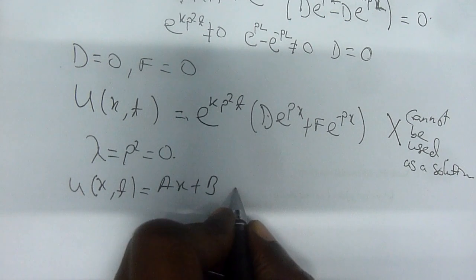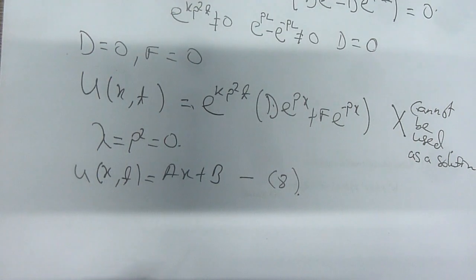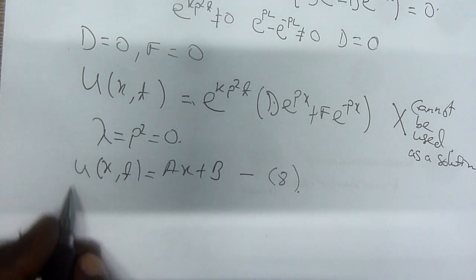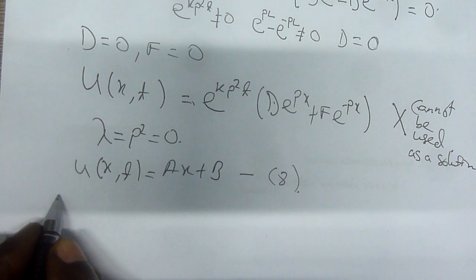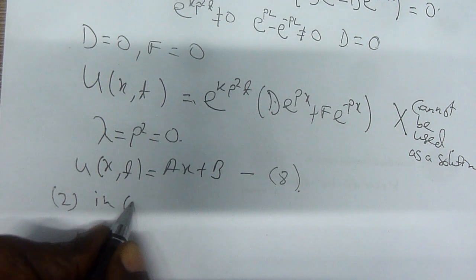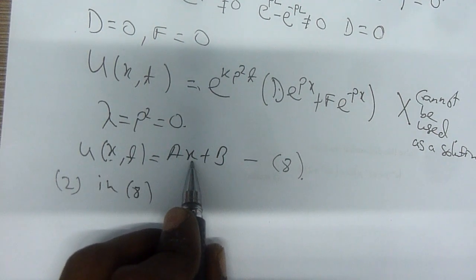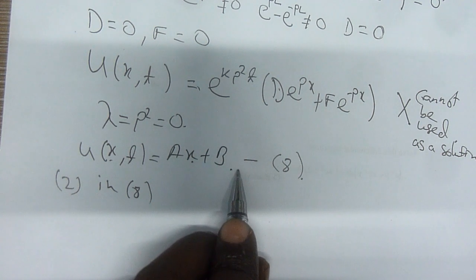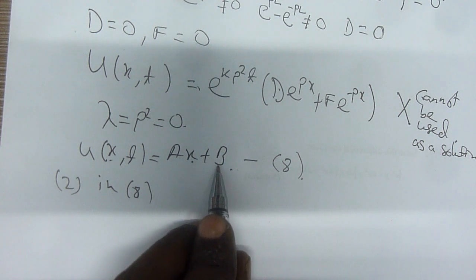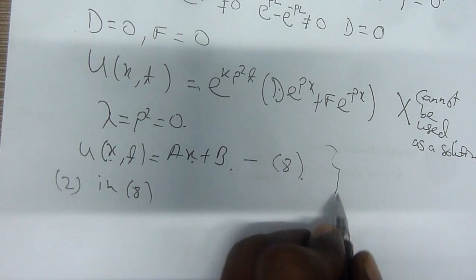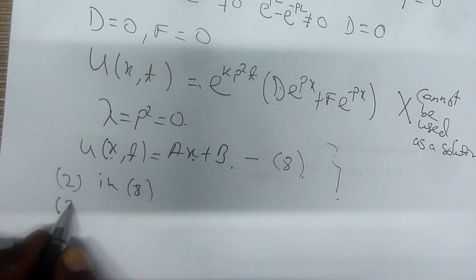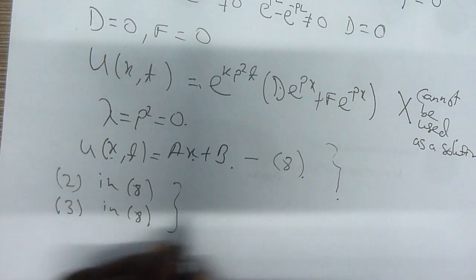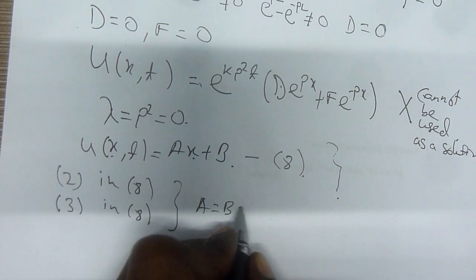I try to put this as 8, and when you try to apply the boundary condition, it is automatically meaningless. If I use 2 in 8, you see 0, I apply 0, you get b equals 0 immediately. Once b is 0, similarly a becomes 0. Therefore, this is also meaningless. If you apply 2 and 3 in 8, this will give us a equals b equals 0.